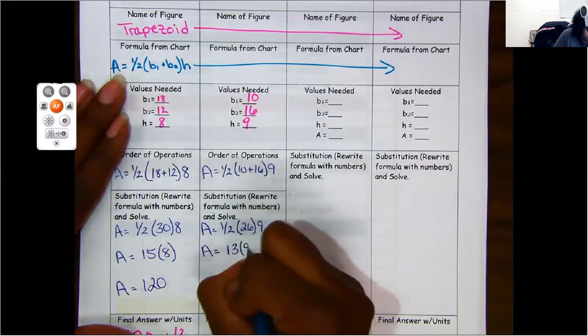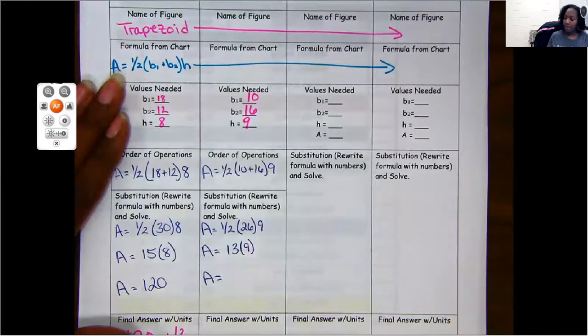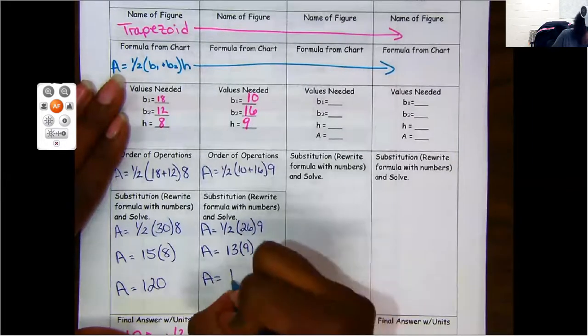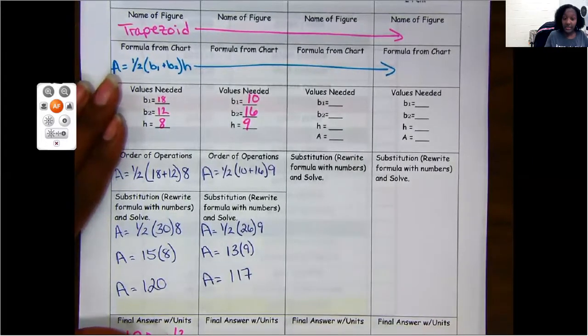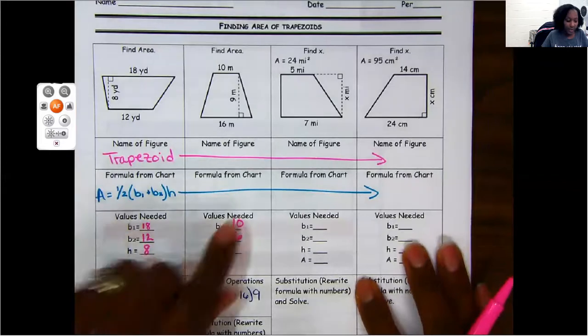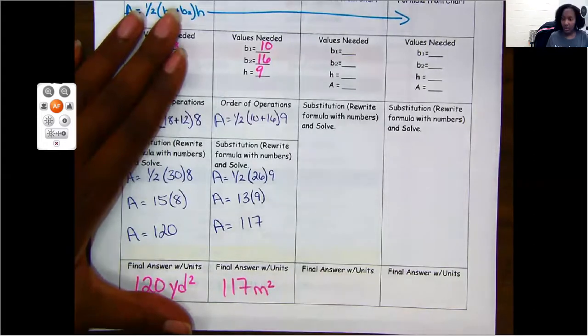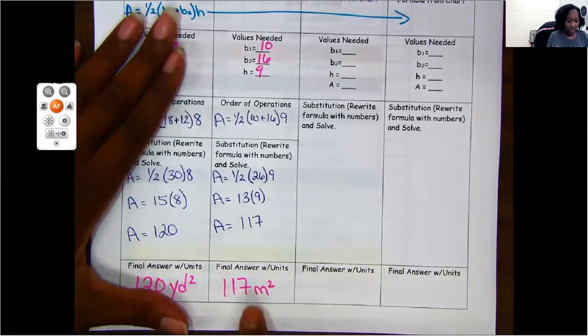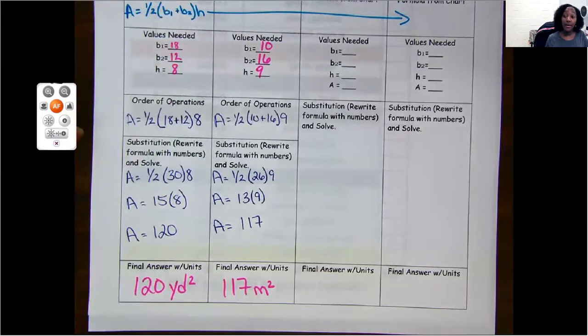And then we just need to do 13 times 9, which would give us what? 117. Again, that's not our final answer. We have to put the units. So if we go back to our picture, we have meters. So we have 117 meters squared because we're looking for the area. Area is always squared, okay? All right, so that's finding the area.